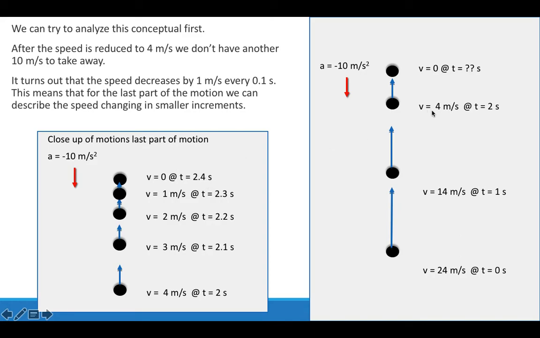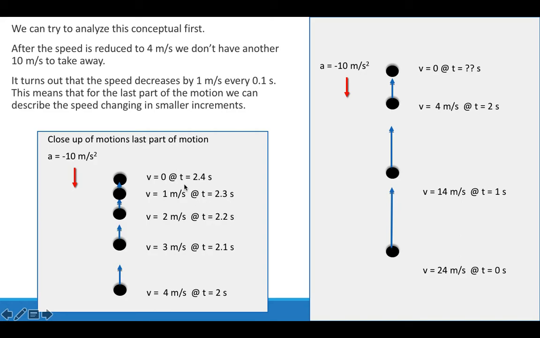Basically, my speed was 4 and I need to get to 0, so that's a difference of 4 meters per second, and I divide that by 10 and I get 4/10 of a second. So this is a way you can analyze it if you want to. If you don't have an even number, you can think about how that last small interval can be broken into tenths of a second.